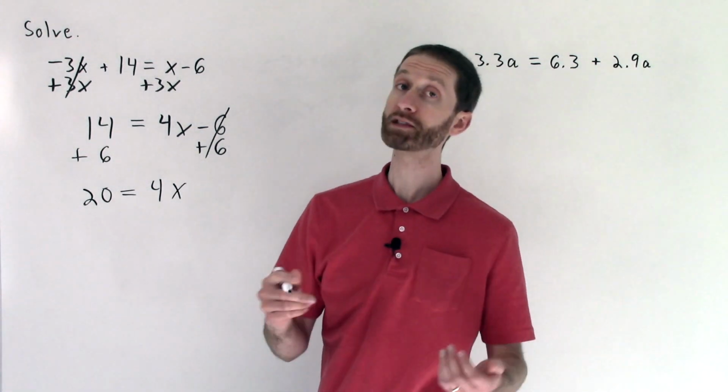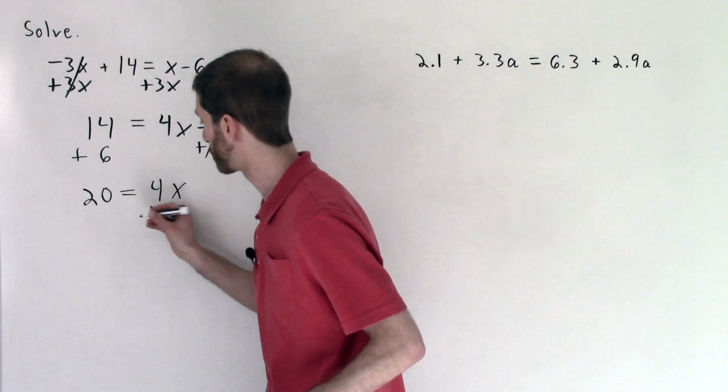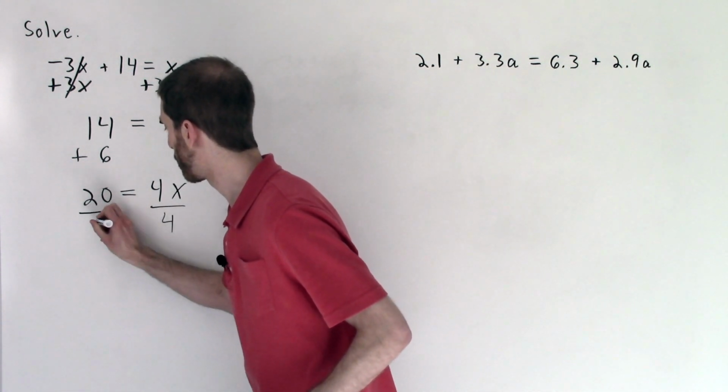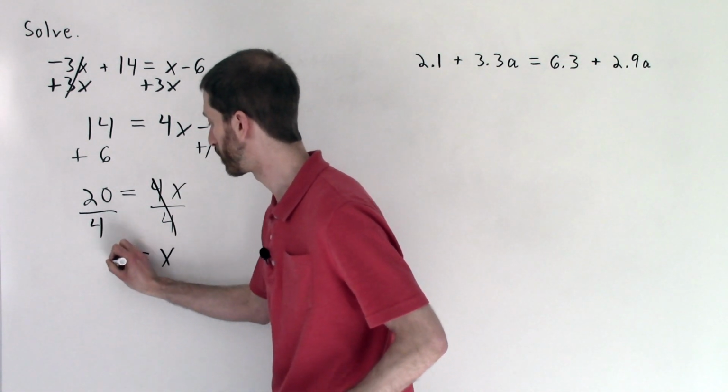And now we're left with a one-step equation. To undo 4 times x, we divide by 4 on both sides of the equation. That leaves us with the 4s canceling, and you get x is equivalent to 5.